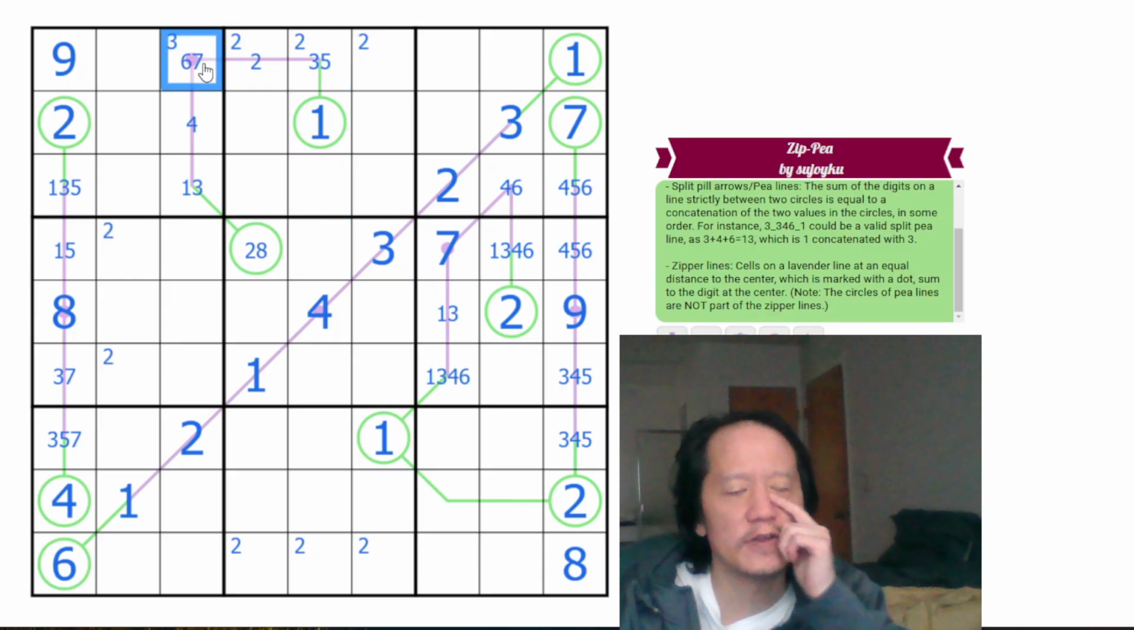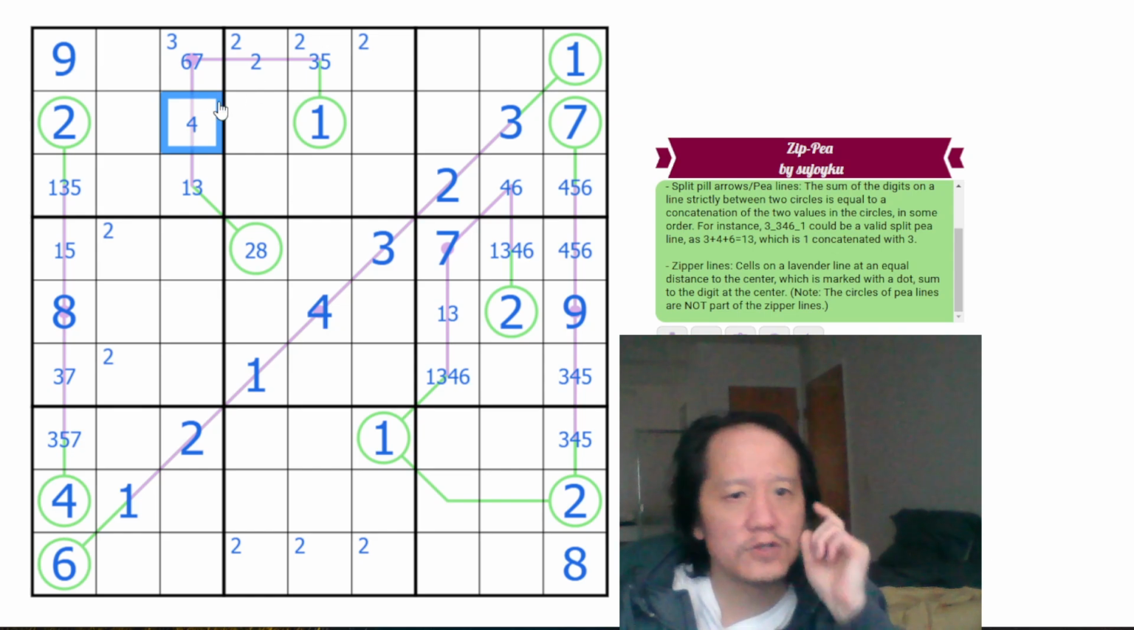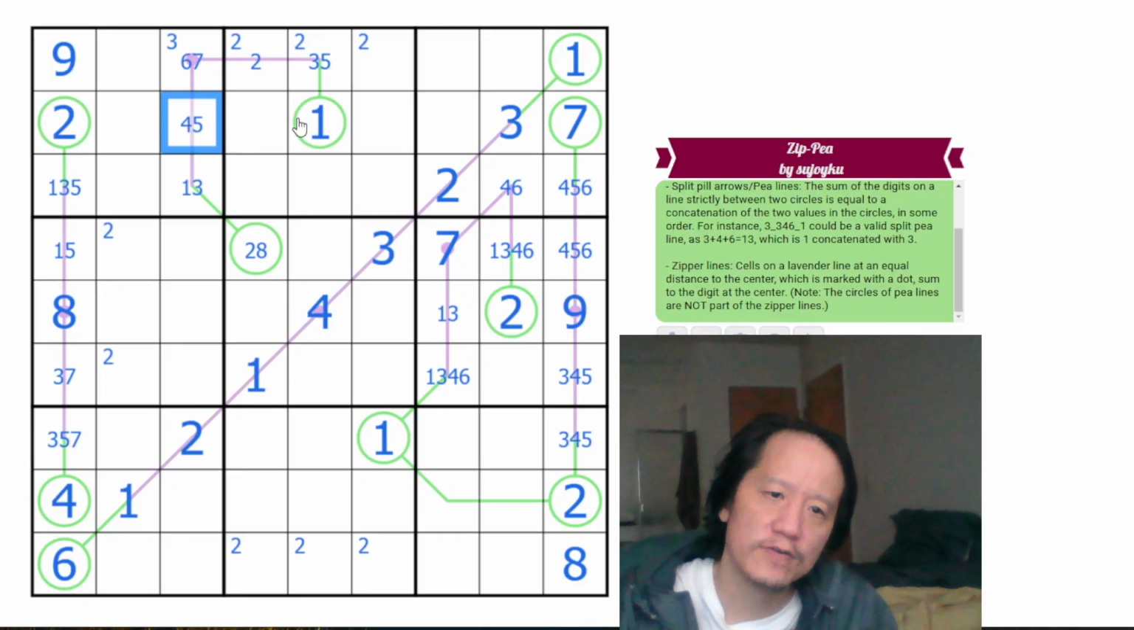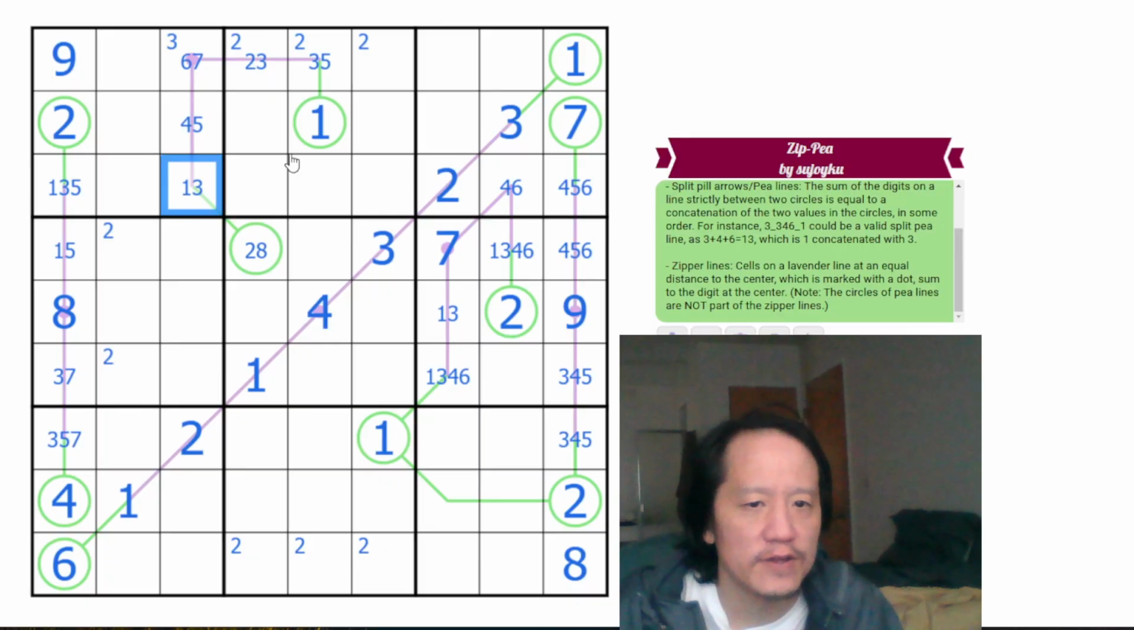If it's 7, this is 4, 5. It can't be 6. So this could be 4 or 5, which makes this a 2 or a 3. You can't have a 6 anywhere here. So it can't be 2. It could be 1, 3, 4, 5, I think. It can't be 3 here, though.